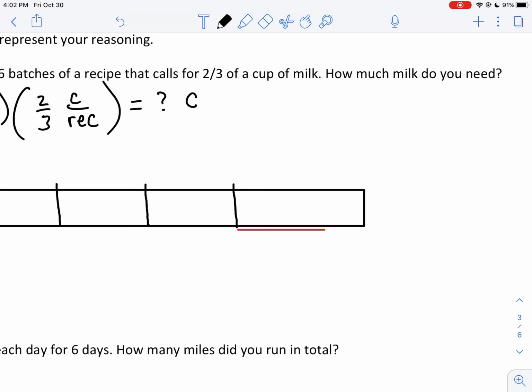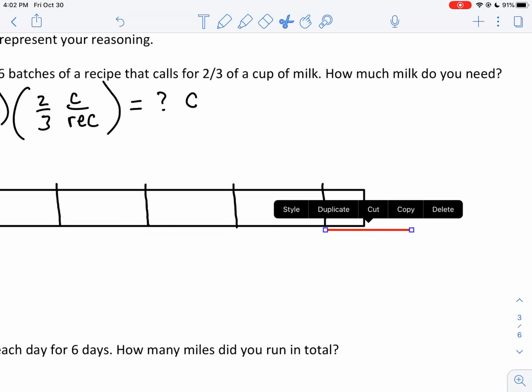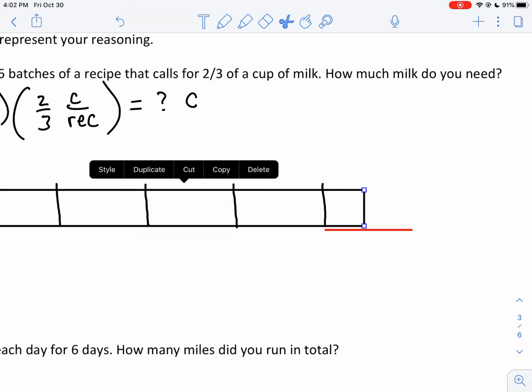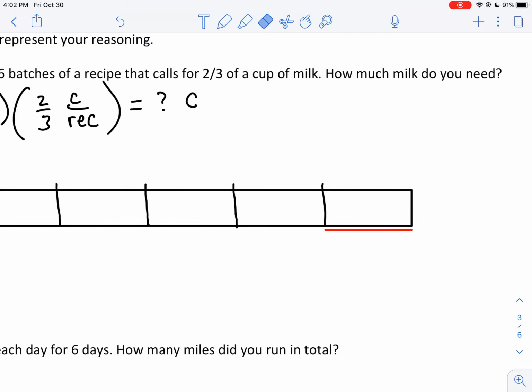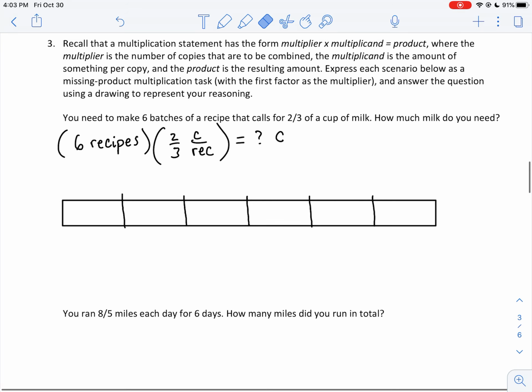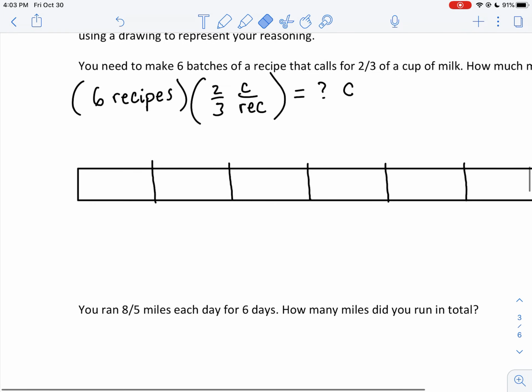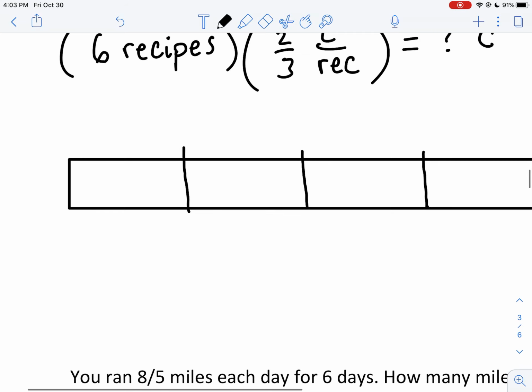Notice it's not going to wind up being clean, but watch what I can do. Because we have this little chunk left. Let's just do one more. So let me put that measuring bar right there, and then I'm going to change the length of this rectangle so it matches. Okay, so now it looks like I've created a rectangle that's been broken up into 6 equal pieces. Maybe I need more, maybe I need less. I don't really know yet. But each recipe requires 2/3 of a cup. Now, each of these is 1 cup, so it's important to us to identify a whole.